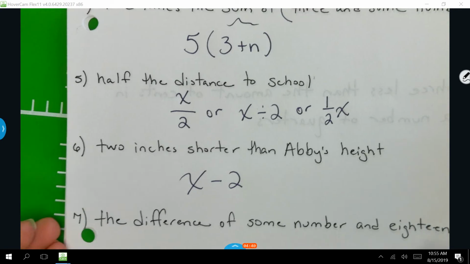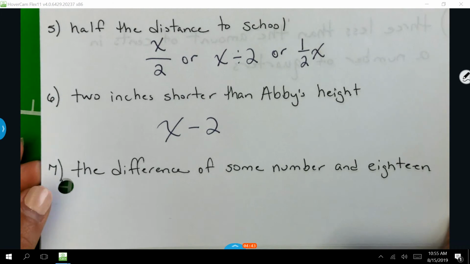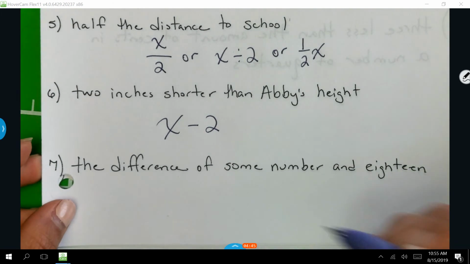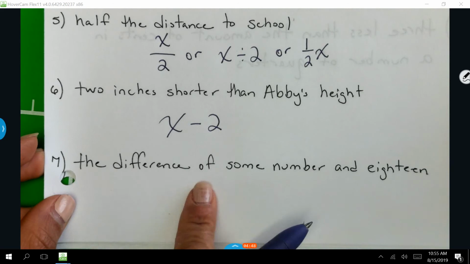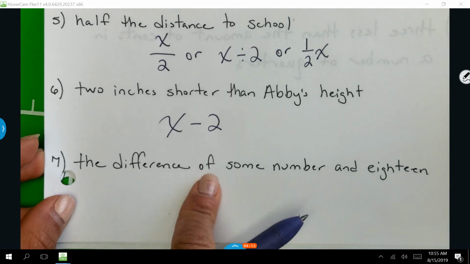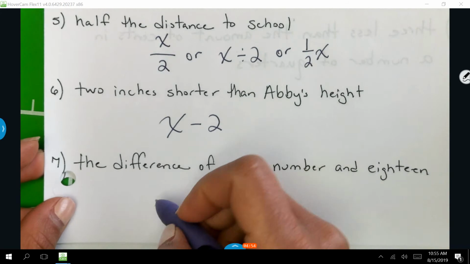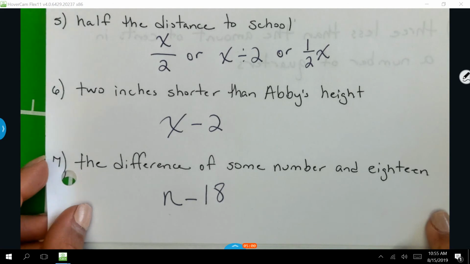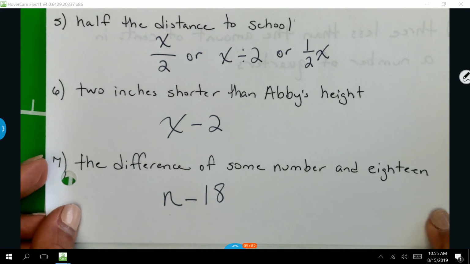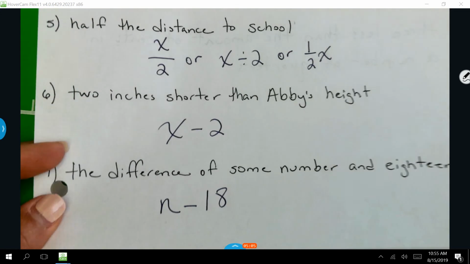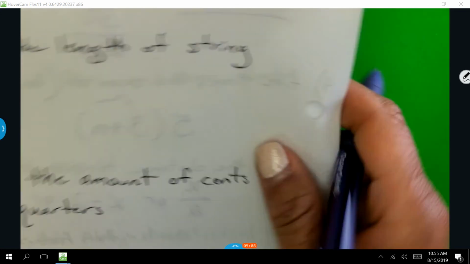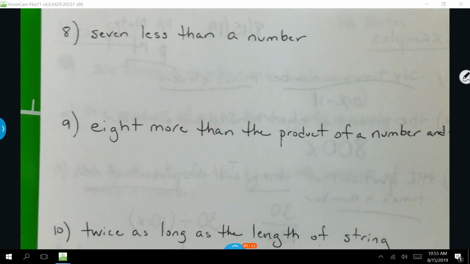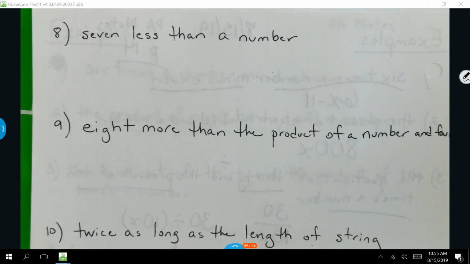The difference of some number and 18, what would we put? 18 and something. Is there a from or a than in here? No, so we just go in order. So some number, if you want to use n, x, whatever you like, minus 18. Okay. Be careful, these could look like 2s though. You have to watch any letters that could look like a number. That's why you don't use O, you don't use an L typically unless it's in cursive, stuff like that.